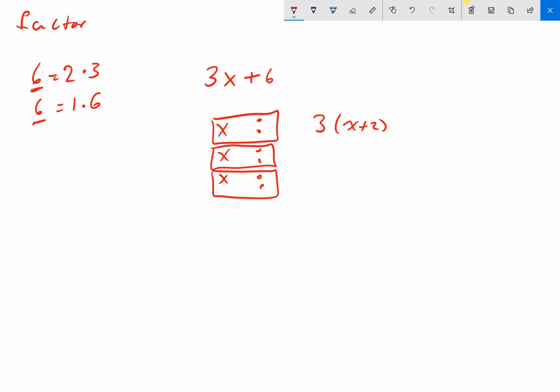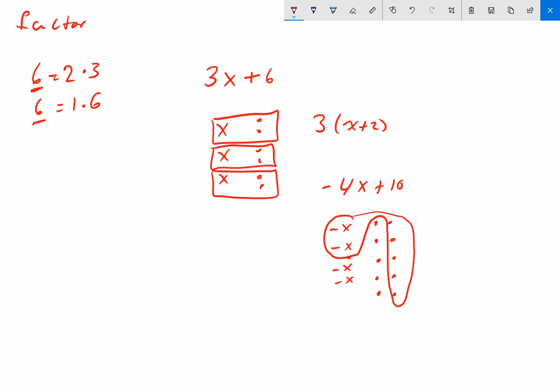So if I want to do another one, negative 4x plus, let's say, 10. All right, so I have a negative x, negative x, negative x, negative x. And I have 1, 2, 3, 4, 5, 6, 7, 8, 9, 10. Well, this is a little bit trickier because I can't just say, oh, 1 negative x, 1 negative x, because that doesn't work. But I do realize that I can divide this by 2, and I can divide 10 by 2.